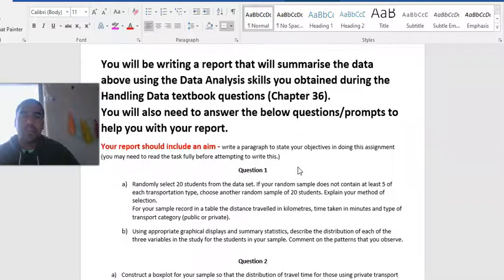So then you'll be writing a report that will summarize the data above using the data analysis skills you obtained during the handling data textbook questions, which was in chapter 36, the PDF that was on Compass and Microsoft Teams. You'll also need to answer the below questions or prompts to help you out with the report. Obviously your report should include an aim. So what's the aim of this report? It's highly suggested that you read the task fully before you write what your aim is, and your aim does count towards a score.